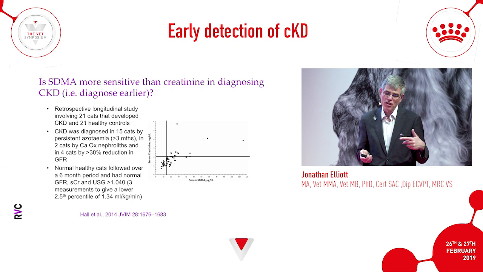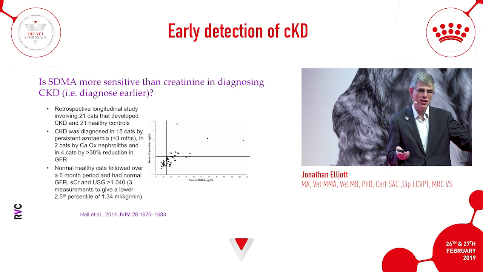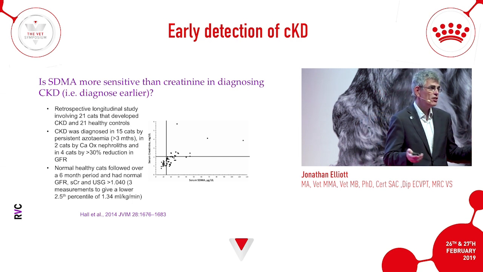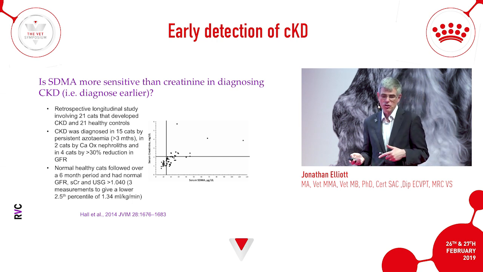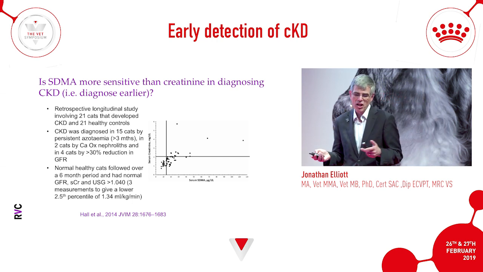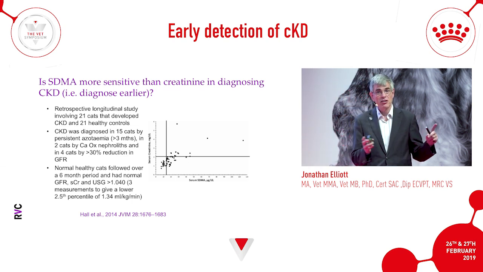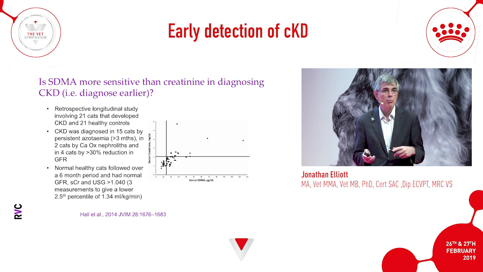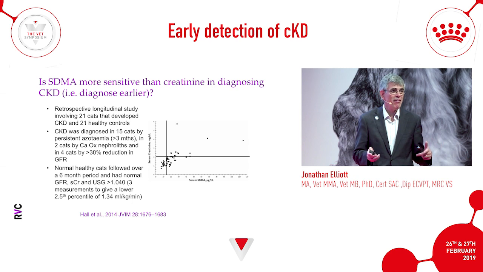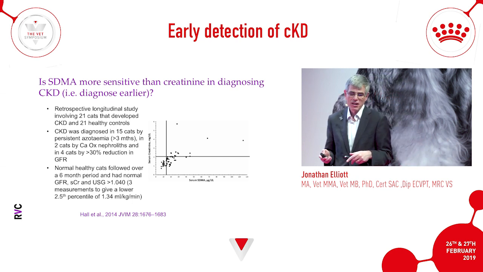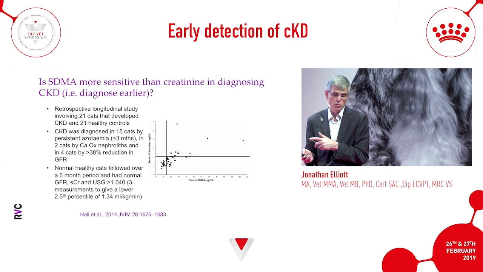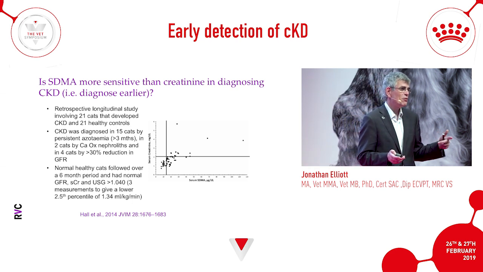So the study that was done was a retrospective longitudinal study. It was one of convenience because the cat colony that was used for this study had been routinely sampling cats over their lifetime and had samples stored in the freezer so that their SDMA concentrations could be measured in those samples. They had 21 cats that developed kidney disease over the period where they could go back and look at their SDMA and compare that to creatinine. Chronic kidney disease in 15 of those 21 cats was because they had persistent azotemia.